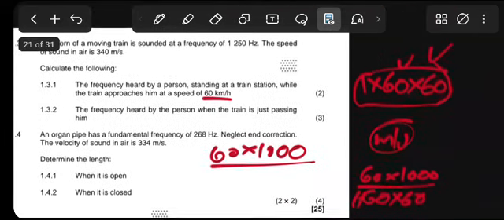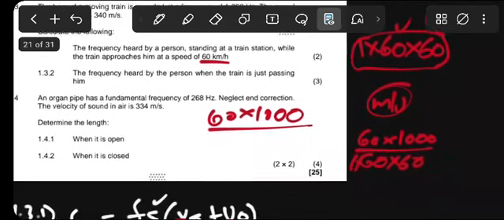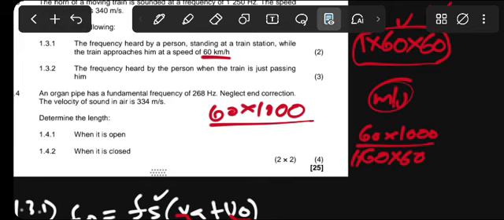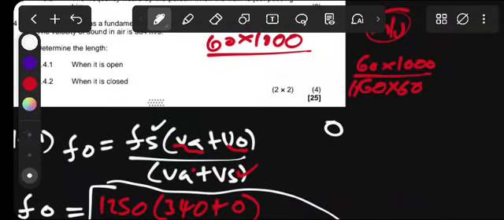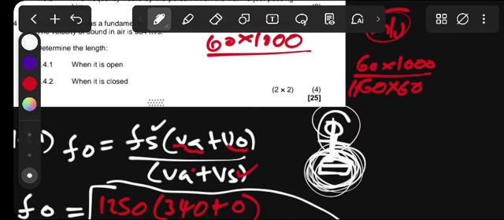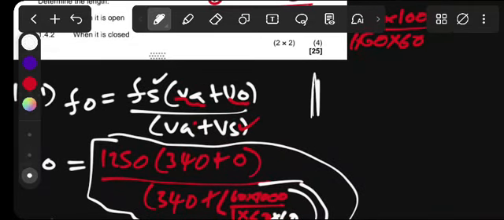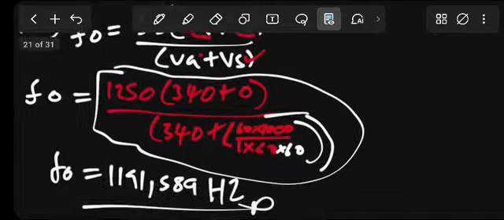All right, we have that hertz. Then what do we want now? Given 3.2 says the frequency heard by the person when the train is just passing him. The frequency heard by the person when the train is just passing him, that means now it is going. Here is the person, the train here is just passing him, it is exact. Remember this guy is not moving, it is at 0 meters per second. The velocity will be the same there, at the same spot, at the same straight line. We expect all of those velocities to become zeros.